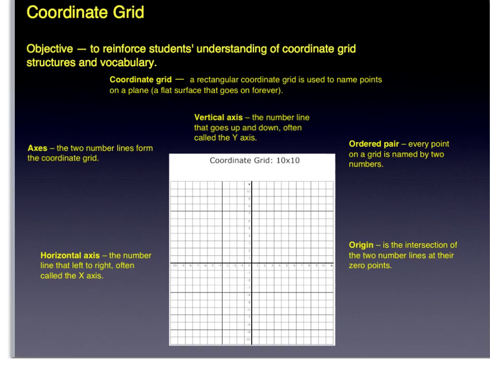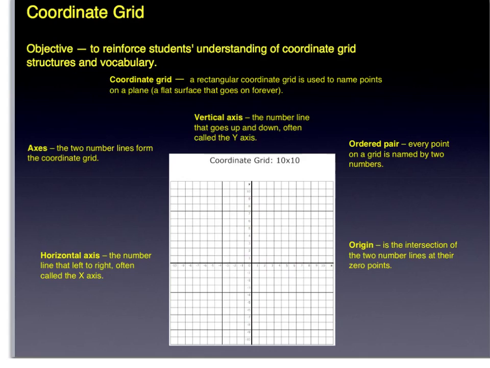Now, what is a coordinate grid made of? Coordinate grids are made up of axes. The two number lines form the coordinate grid. If you're looking at the number lines, one goes left to right, and the other goes up and down. Those are the two main parts of the grid.